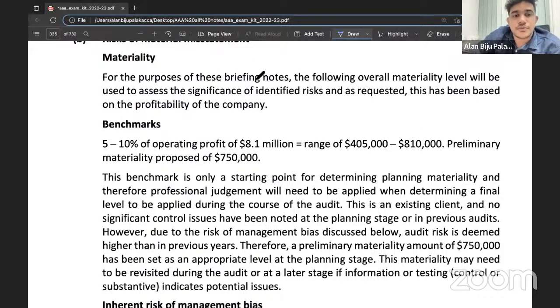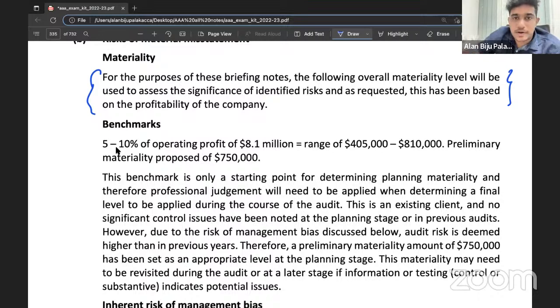So for the purpose of this briefing note, following overall materiality used for assessing the significant risk has been based on profitability. You can use the same sentence always. It doesn't mean that you need to learn this by heart. You can write it in your own words. Just mention that for the purpose of preparing this briefing note, we have decided to take the materiality on the basis of profitability, as the audit engagement partner has requested us to use the materiality.